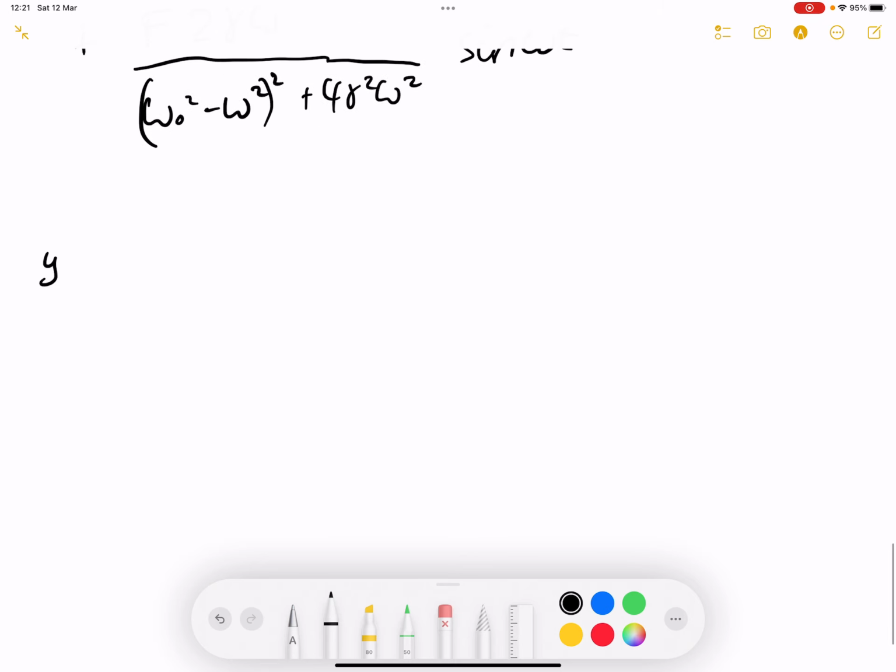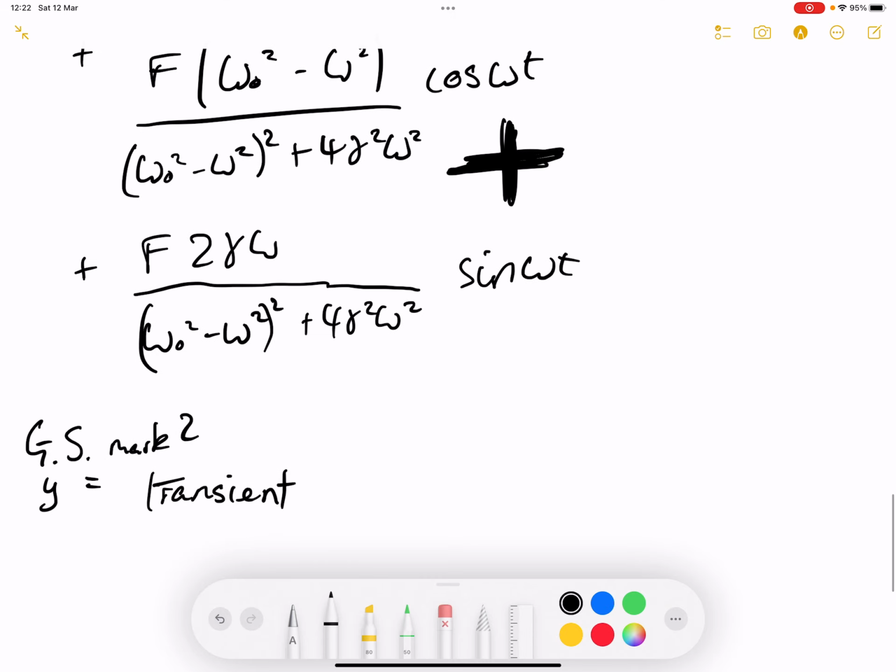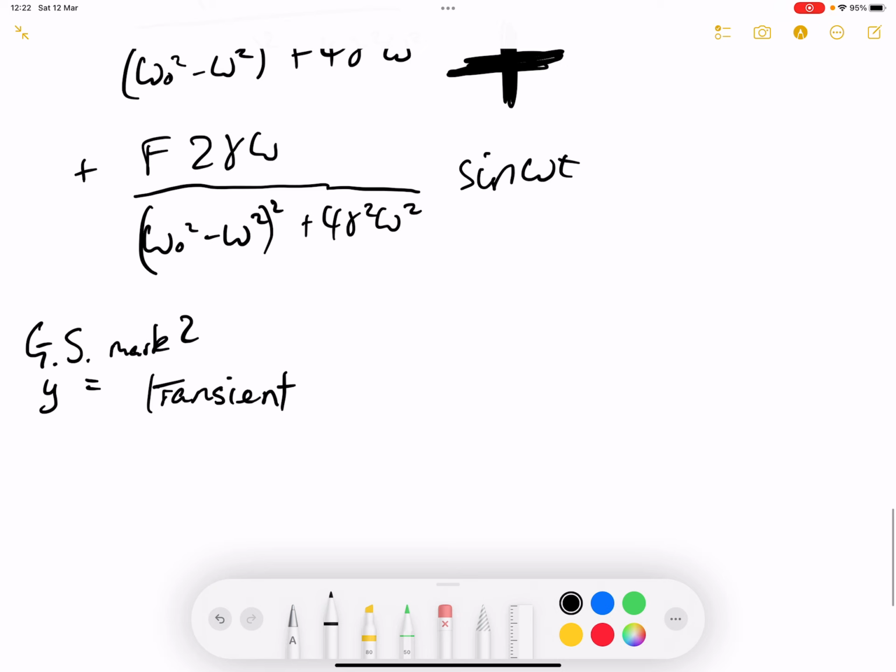So our new y is going to be equal to, for our general solution, mark 2. Okay, so we're going to have the transient part. I'm just going to write transient. And then I'm going to start doing some rearranging. In terms of the bit inside, we're just going to treat it in terms of sine waves. So in terms of the sine, it's going to be sine omega t plus epsilon, because that just means it's been translated a little.